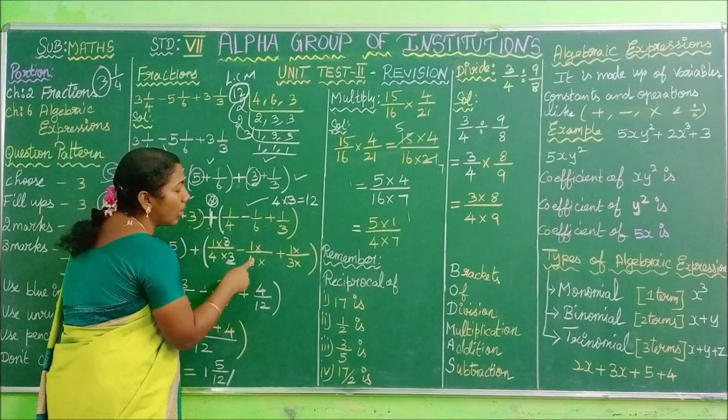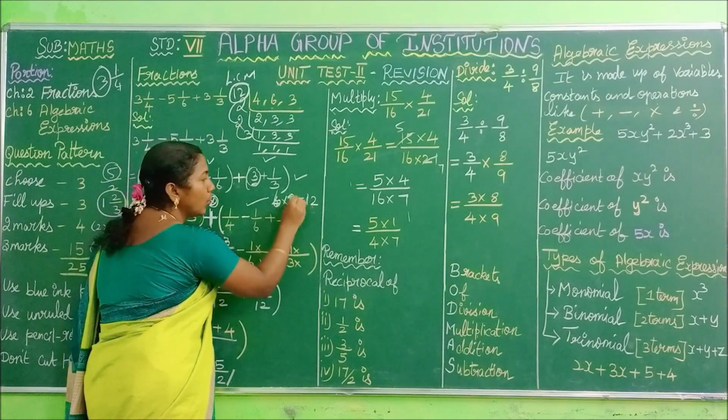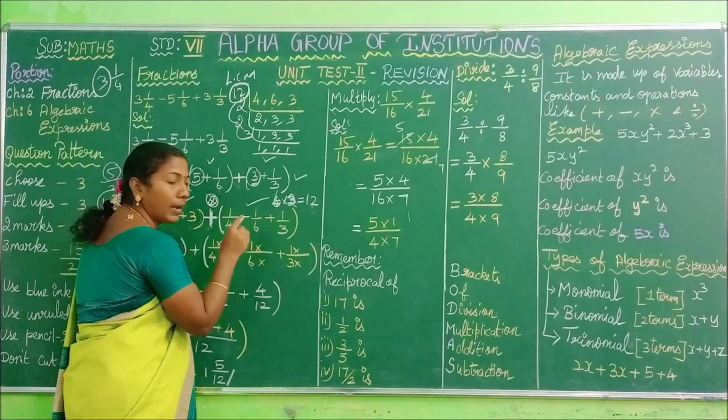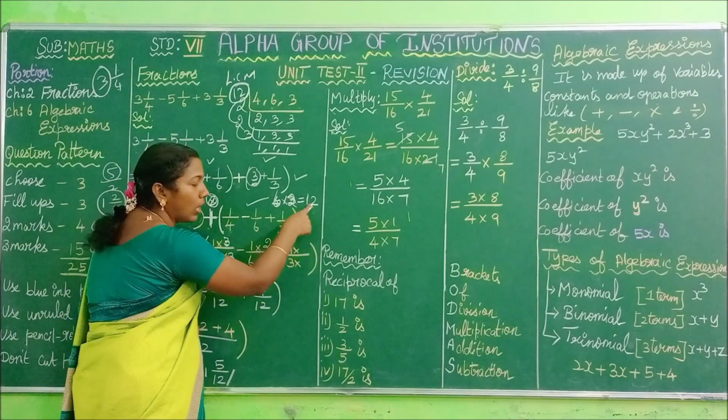Okay. Similarly, what should be multiplied with 6 to get 12? 2. So you have to multiply numerator and denominator by 2. Similarly, what should be multiplied with 3 to get 12? 4.